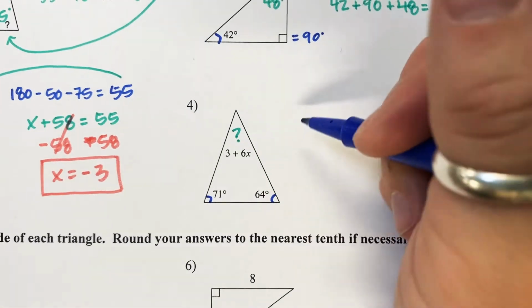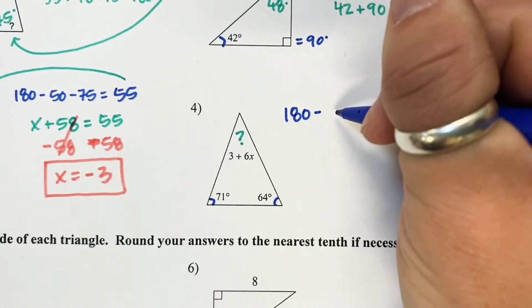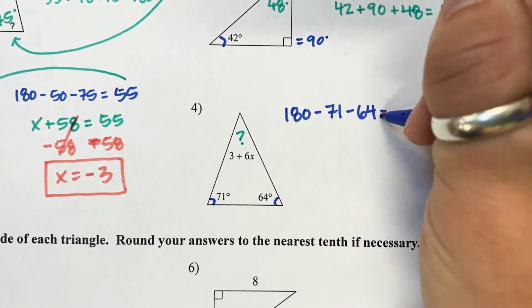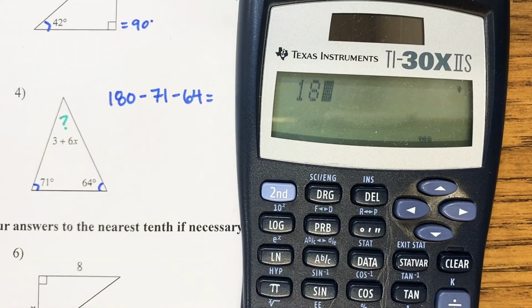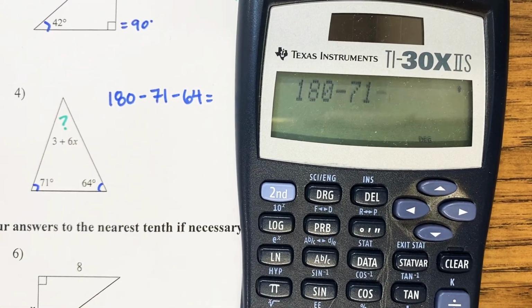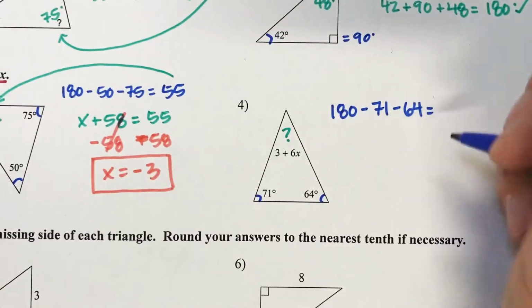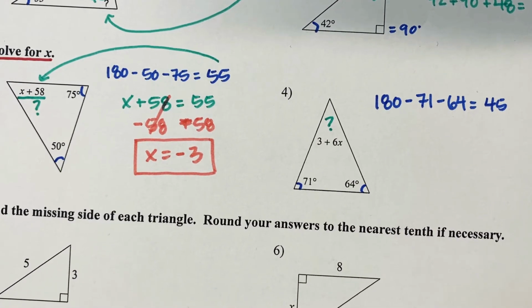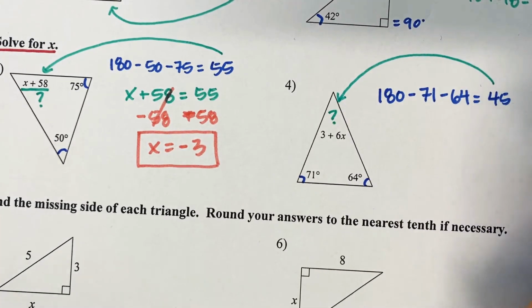We're going to take our total number of degrees, which is 180, subtract 71 and 64 to find out what that third angle should be. So I have 180 minus 71 minus 64, and I know that that third angle should be 45. That 45 is going to go right there, but remember, that's not what we're looking for.